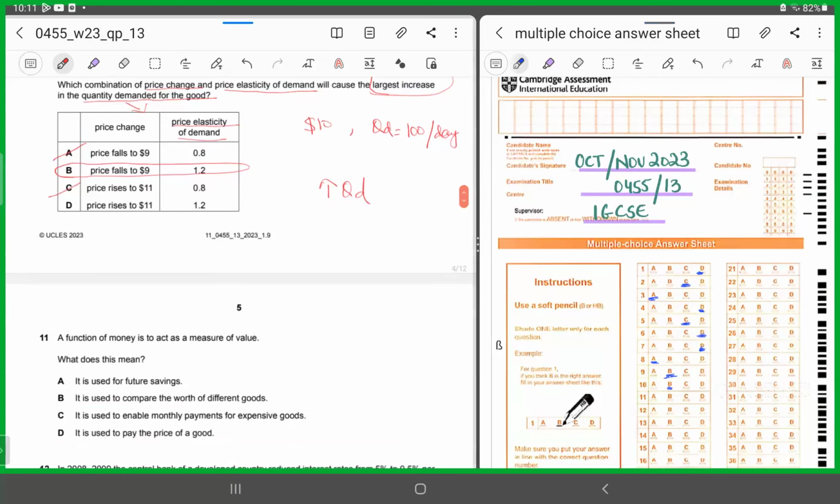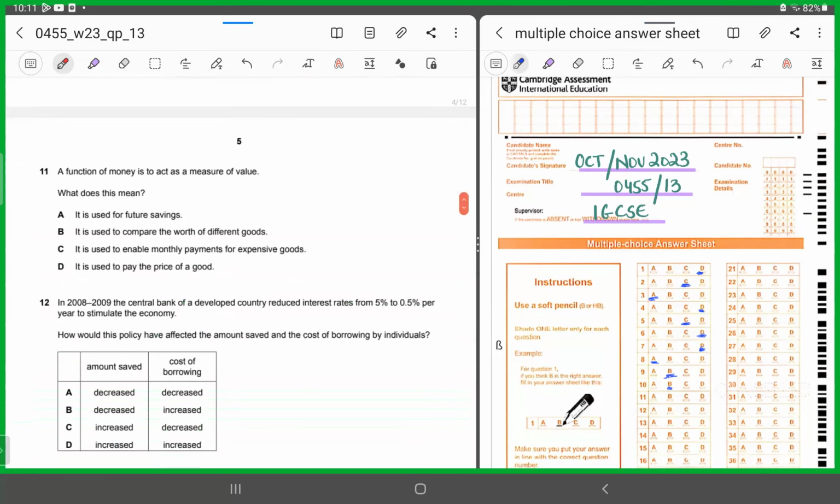All right. 11. 11 says a function of money is to act as a measure of value. What does this mean? Measure of value or unit of account, it means the same thing. And we all know by measure of value, what do we mean? We are comparing the worth of different goods and services, which means 11 has to be B.